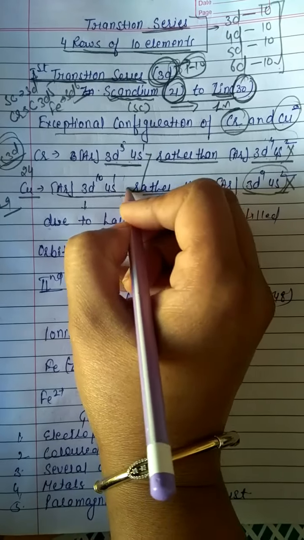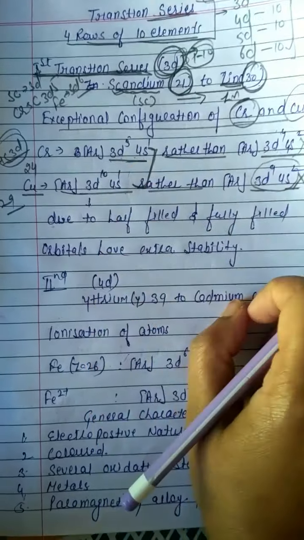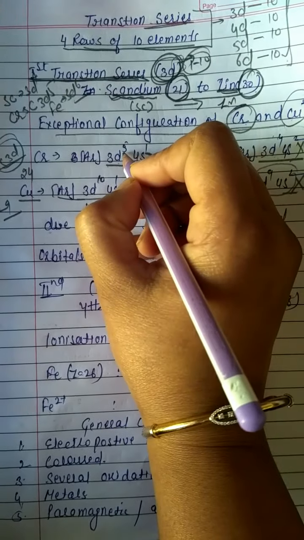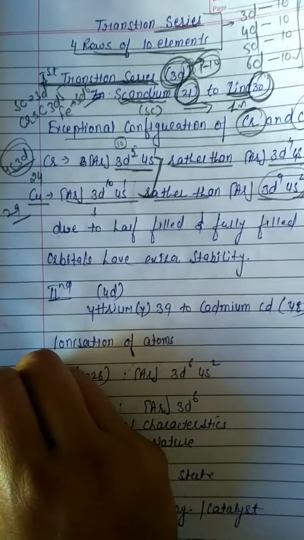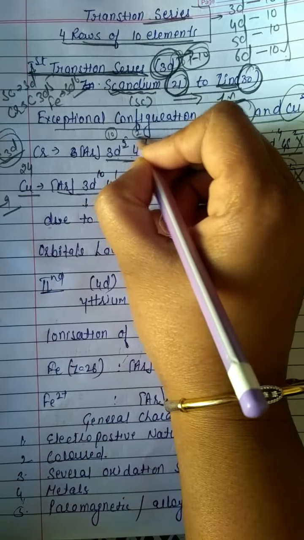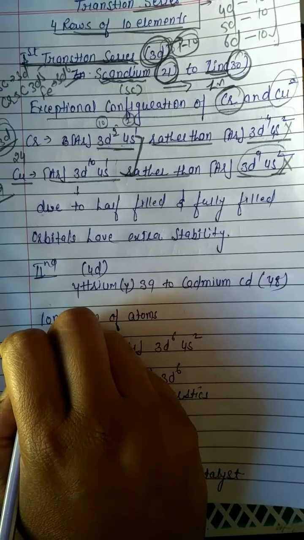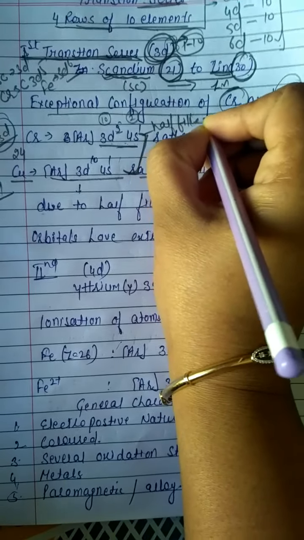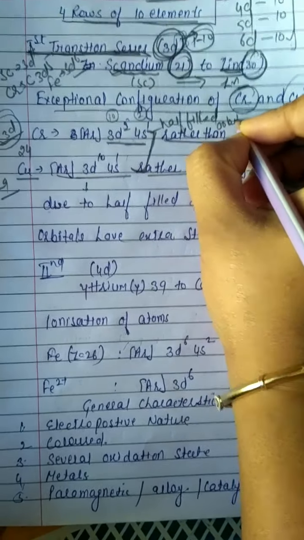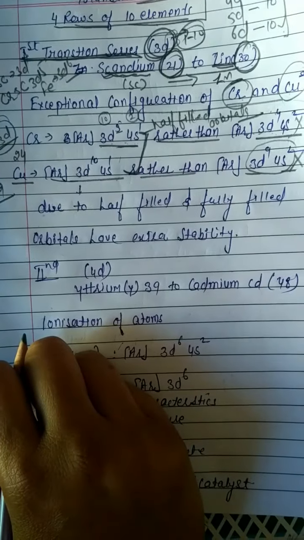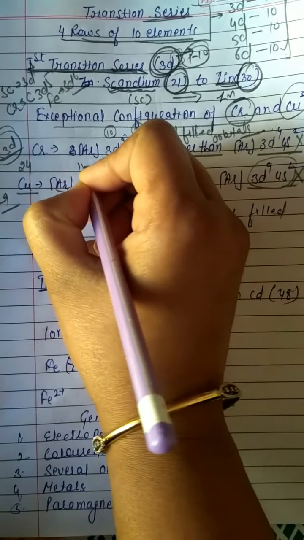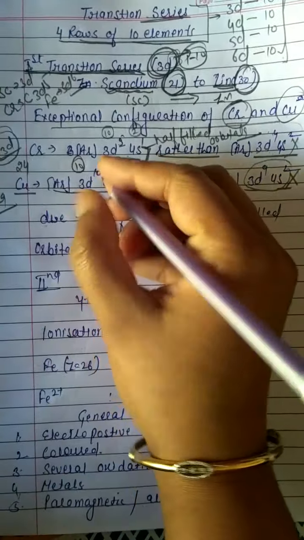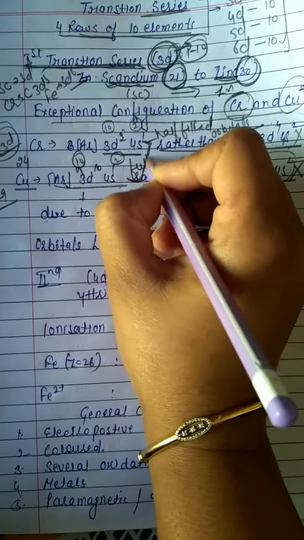Now, why do we write like this in the case of chromium? The most important question: maximum we have to fill 10 electrons in the d orbital. In this case, the d and s orbitals are half filled. But in the case of copper, in d we have to fill 10 electrons, and in s, 1. In this case the d orbital is fully filled.